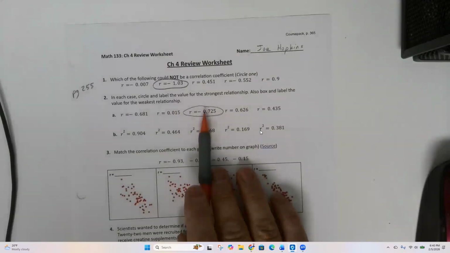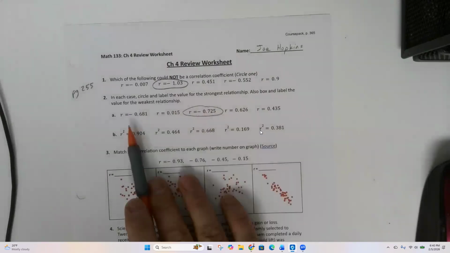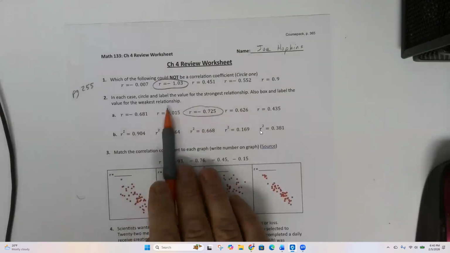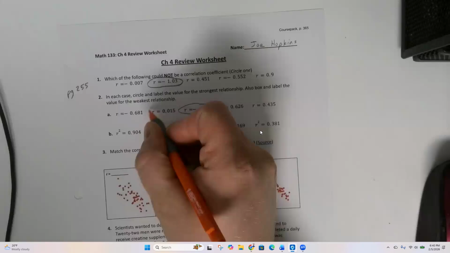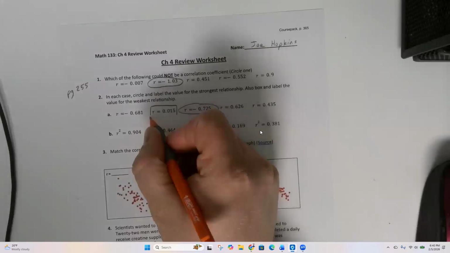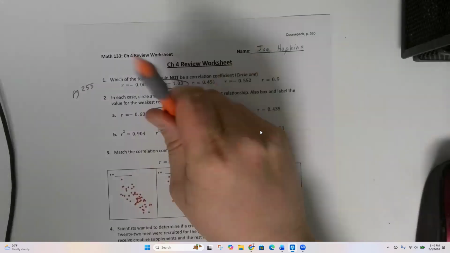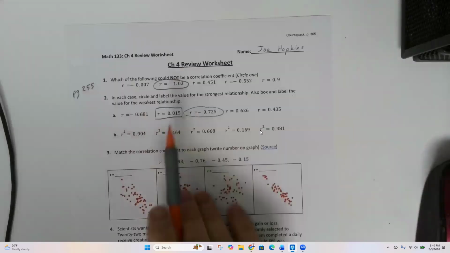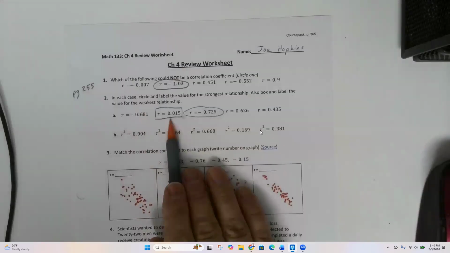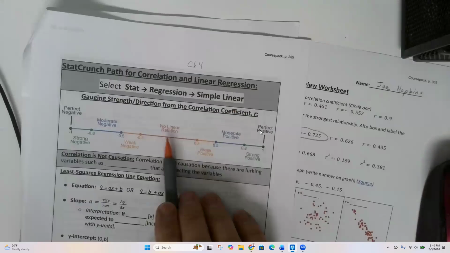Now we also need to put a box around the smallest one. So which is the weakest relationship? Thank you, Ryan. The weakest relationship is this one. This one is the one that's closest to 0. If you have this for your correlation coefficient, that means there's no linear relationship.